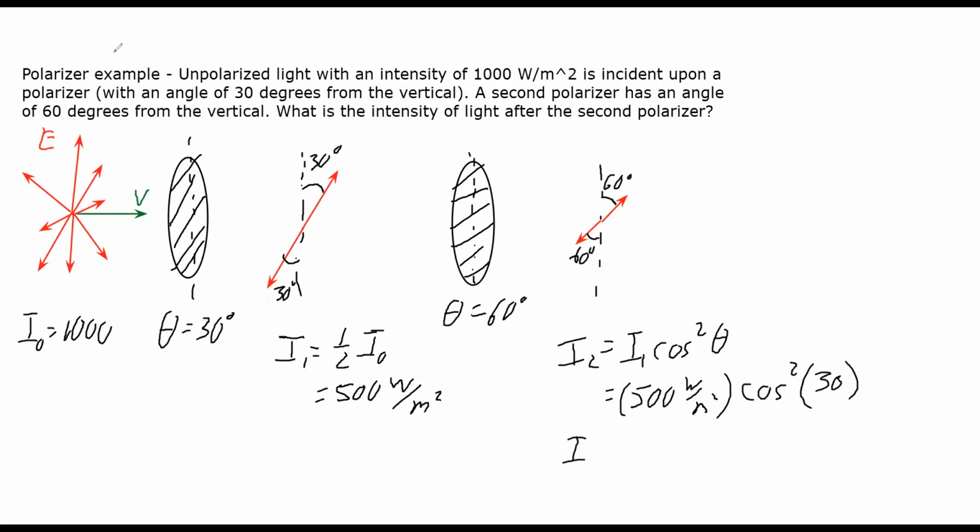Okay, and this gives me my final intensity. So I have 500 watts per meter squared times cosine 30 squared, and I get 375. I'll keep this to 2 sig figs. And that's my intensity.